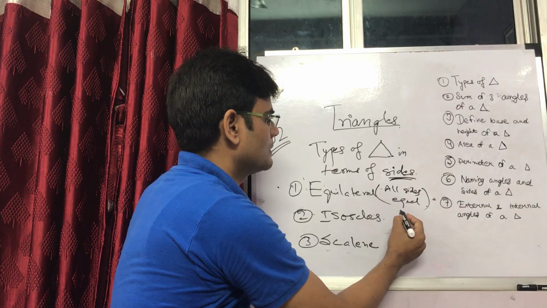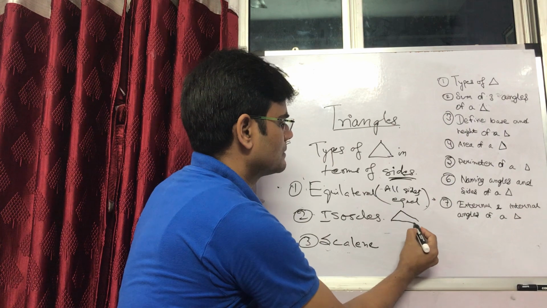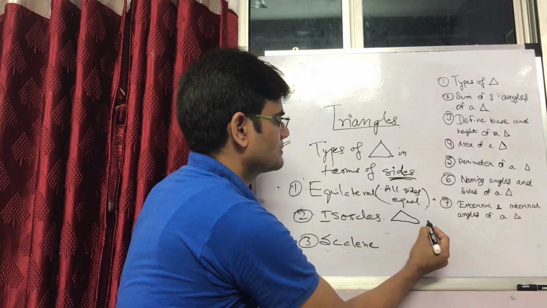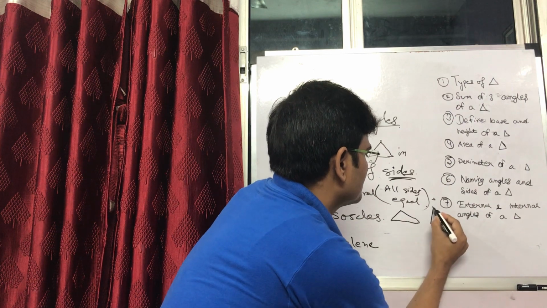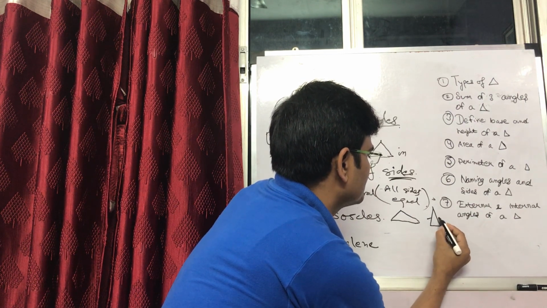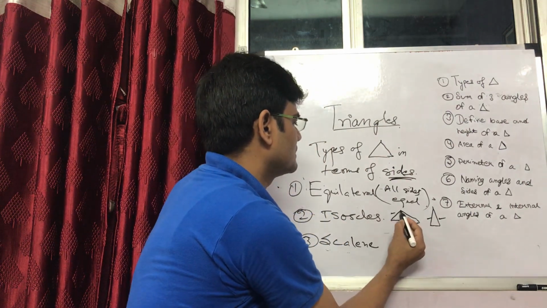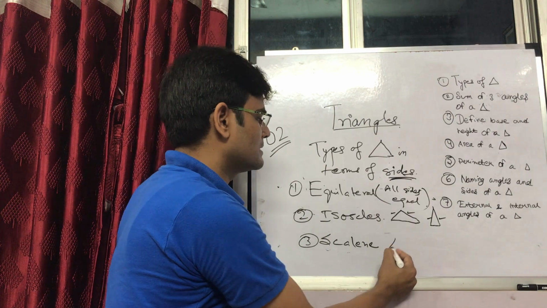How do I draw? See, this is isosceles. Let me draw another one. This is a better figure. Two sides are equal. This one, this one. Here, this one, this one. Scalene: none of the sides are equal.